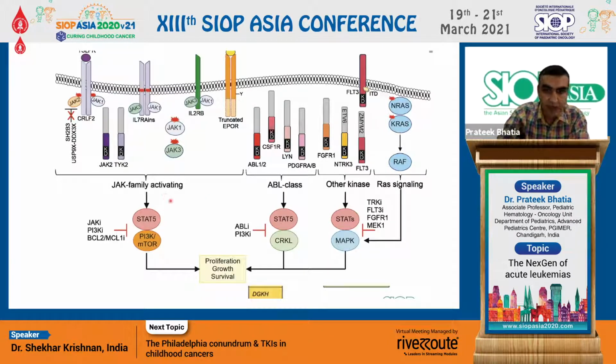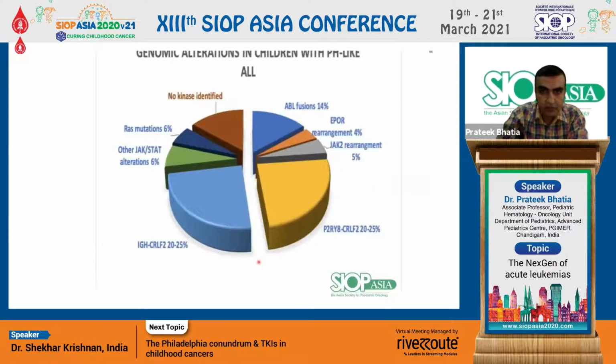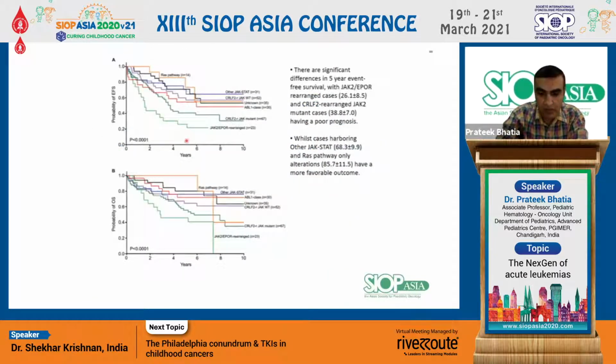We have the JAK family, the ABL class, other kinases, and RAS signaling mutations, and they ultimately go on to activate the STAT5, mTOR, CRKL, and MAP kinase pathways, which lead to proliferation and growth survival in pH-like cases. The frequency of these different lesions in childhood pH-like ALL is as follows. The common one is CRLF2 overexpression with equal incidence of both these fusions, this being seen in younger children, whereas this is in those 10 years or older, followed by ABL fusions, which are seen in 14%, and then RAS mutations. This I'll skip because it's part of the next talk possibly.